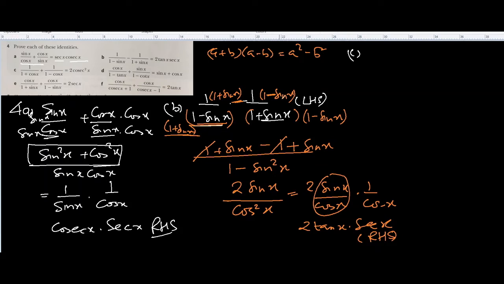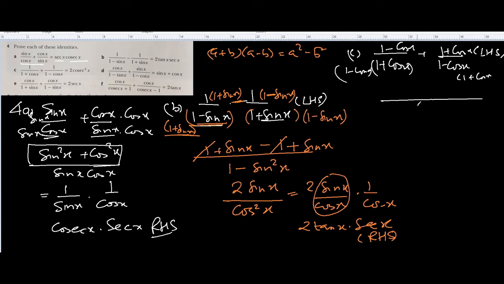It is similar. 1 over 1 plus cos x plus 1 over 1 minus cos x. These are the denominators, and that is the LHS, and we'll do exactly what we did in the previous part. We'll multiply this with 1 minus cos x and this with 1 plus cos x. So it will become 1 plus cos x on top, 1 minus cos x on top. So the denominator now is 1 minus cos square x.